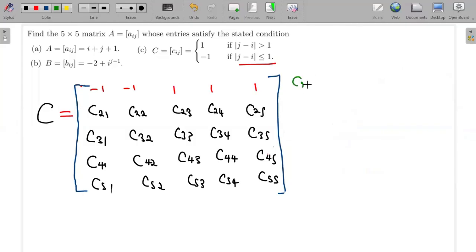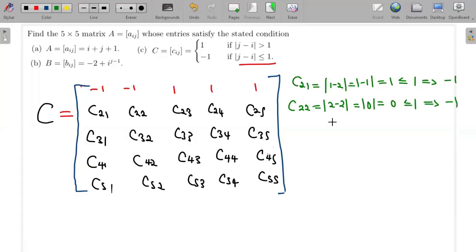So the first one is C21. You can see j is 1, i is 2. Following the formula, it's j minus i, so 1 minus 2, which is the modulus of minus 1, which is 1. This is less than or equal to 1, so the answer there is minus 1. Then C22 equals 2 minus 2, which is 0. 0 is less than or equal to 1, so the answer there is minus 1.